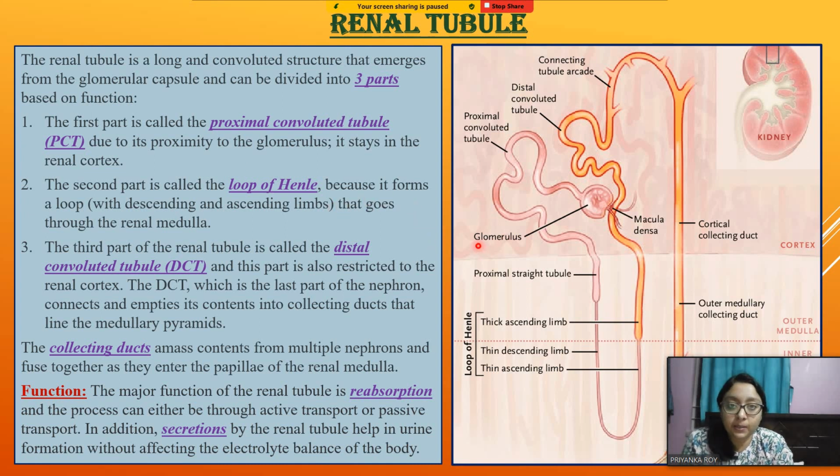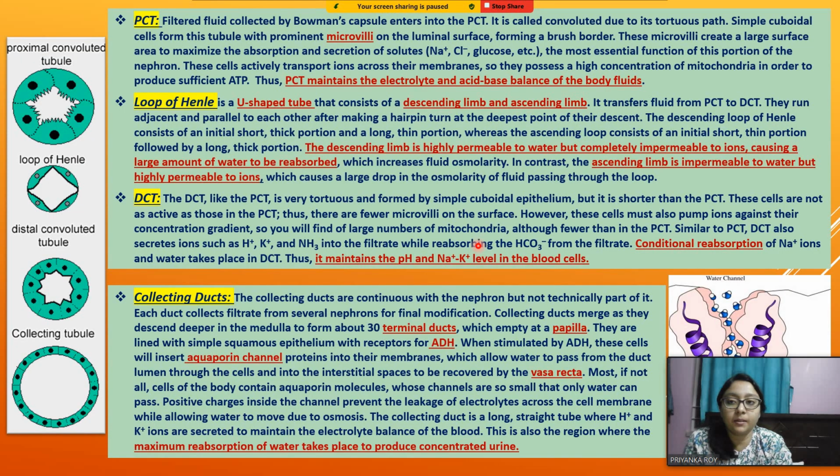So going to the next part, that is the renal tubule in details, we can say that it is consisting of three parts: PCT, loop of Henle, DCT, like I have already discussed. So the PCT is the proximal convoluted tubule. Because of its tortuous path, it is called like this, convoluted tubule. Now it is comprising of simple cuboidal cells, and it has prominent microvilli on the surface.